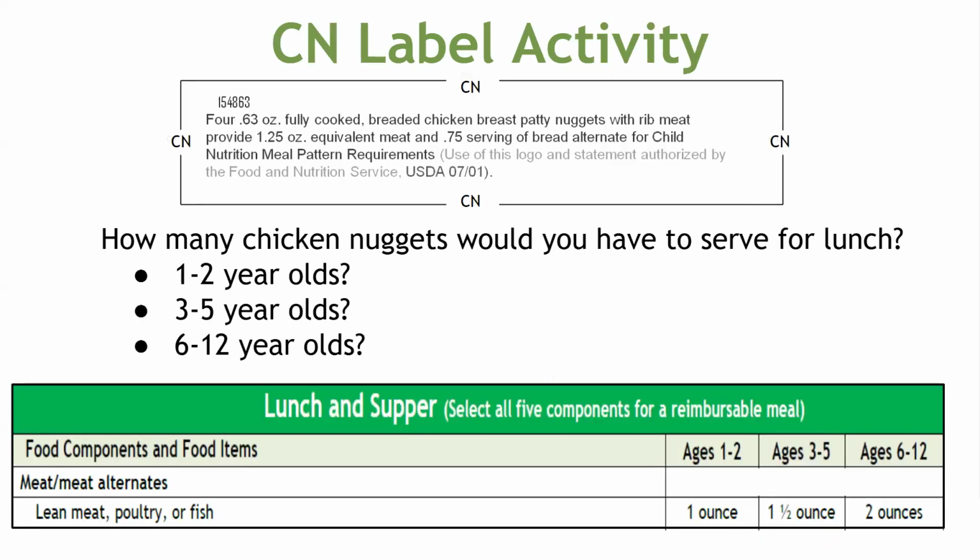All right, so going back to the CN label activity, this is a CN label for chicken nuggets, and it says that 4 fully cooked breaded chicken breast patty nuggets with rib meat provides 1.5 ounce equivalents for meat and 0.75 serving for bread alternate, according to our meal pattern. So if we're looking at just the meat or meat alternate component, we know that you need to have 1 ounce for 1 to 2-year-olds, 1.5 ounces for 3 to 5-year-olds, and 2 ounces for 6 to 12-year-olds.